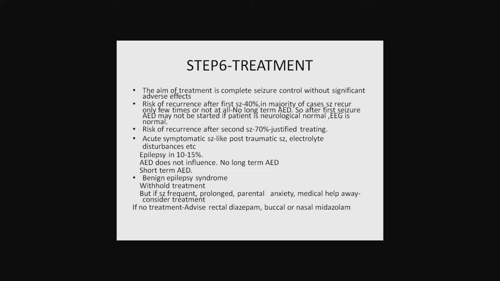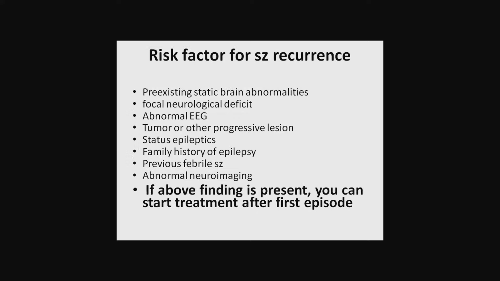So that's why if there is a single seizure, then we may not treat, but if the patient has 2 seizures, then we may treat. Or if there is 1 seizure and you think that there is some neurological problem, the EEG is abnormal or MRI is abnormal, then you may treat this patient during the first seizure itself. So what are the risk factors of recurrence?